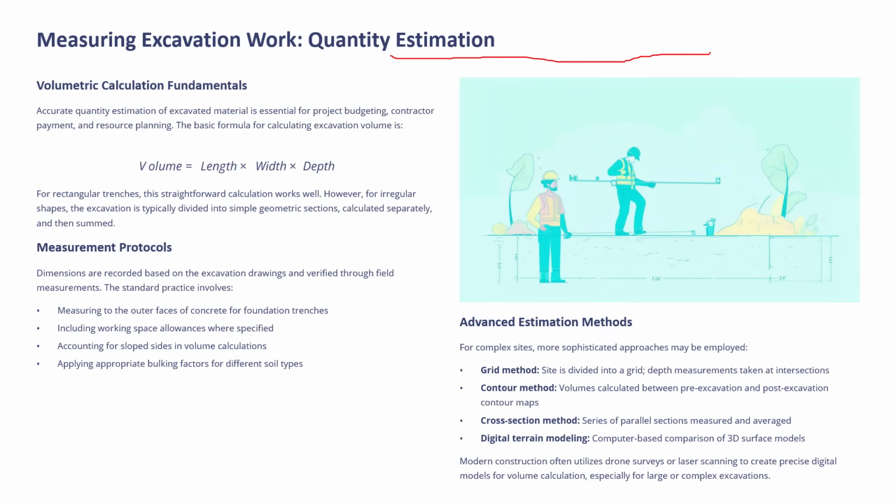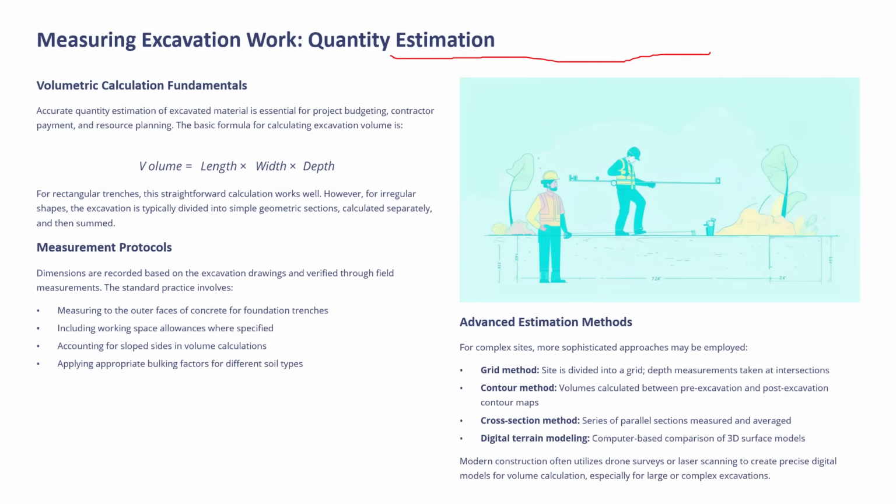The basic formula for calculating excavation volume is: volume equals length into width into depth. For rectangular trenches, this straightforward calculation works well, but for irregular shapes, the excavation is typically divided into simple geometric sections and calculated separately, and then they are summed together to calculate the total volume.